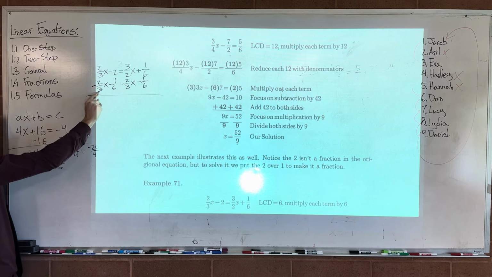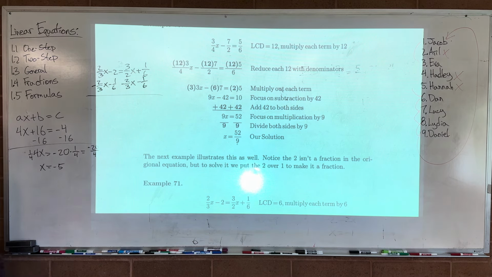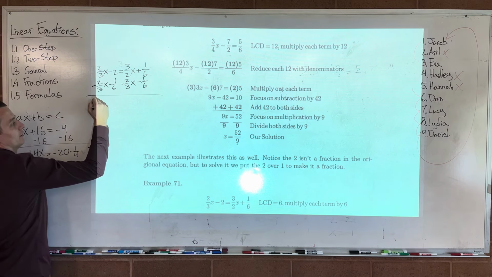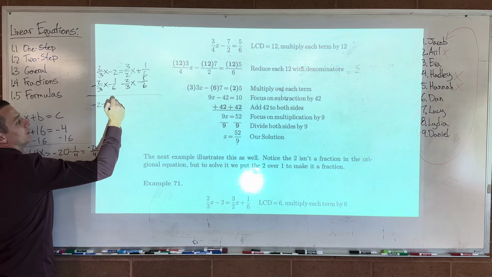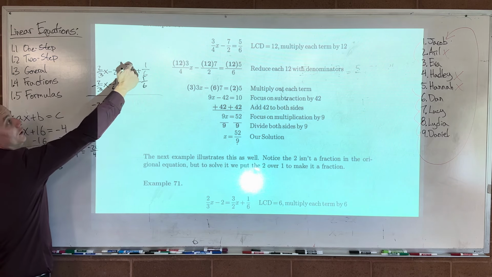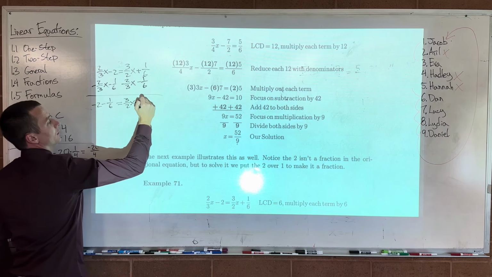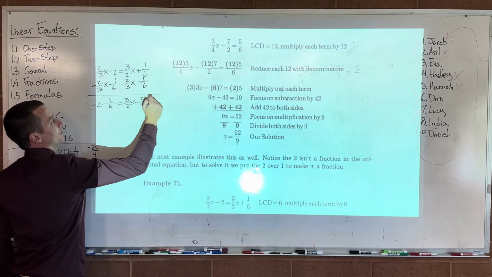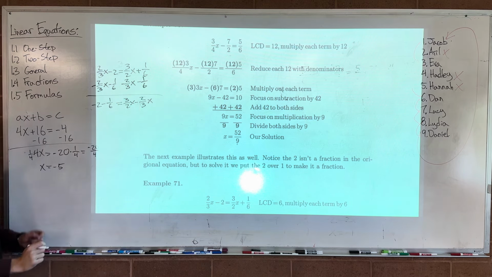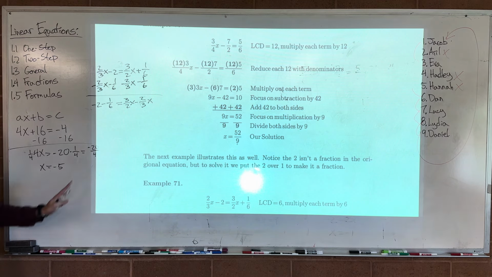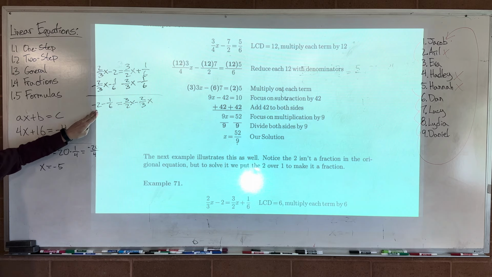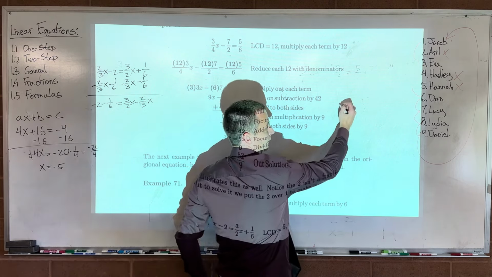So 2/3 x minus 2/3 x is 0. So then we just have negative 2 minus 1/6 is equal to 3 halves x minus 2/3 x. 1/6 minus 1/6 is 0. Okay, fantastic. So now we just need to combine like terms. Negative 2 minus 1/6. We'll scribble that on the side over here.